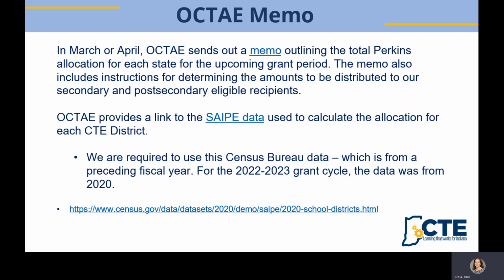In March or April, OCTAE sends out a memo outlining the total Perkins allocation for each state for the upcoming grant period. OCTAE is the Office of Career, Technical, and Adult Education at the federal level. The memo also includes instructions for determining the amounts to be distributed to our secondary and post-secondary eligible recipients. OCTAE provides a link to the SAIPE data used to calculate the allocation for each CTE district. We are required to use this Census Bureau data, which is from a preceding fiscal year. For the 22-23 grant cycle, the data was from 2020.